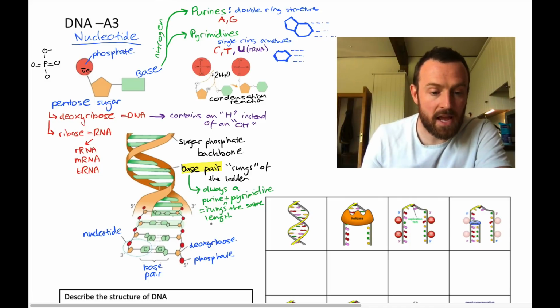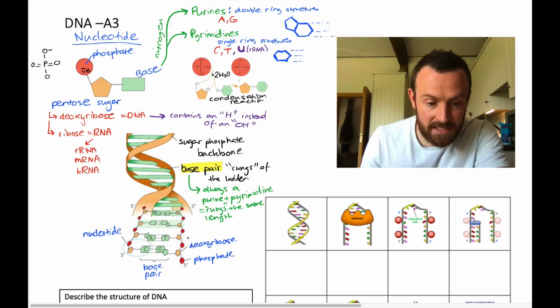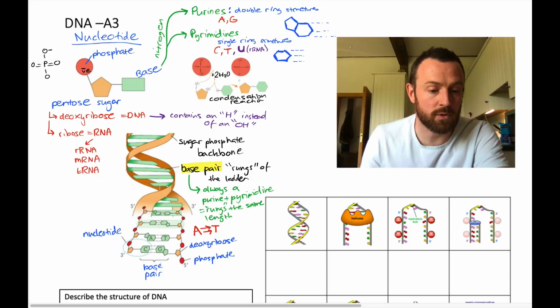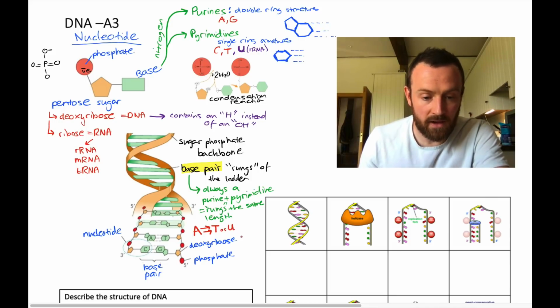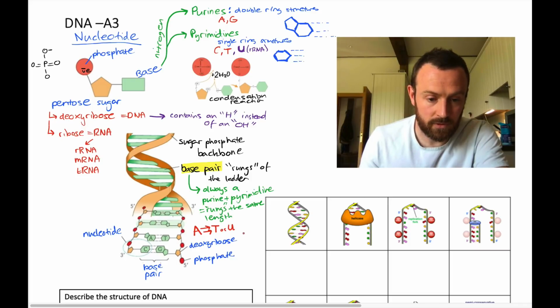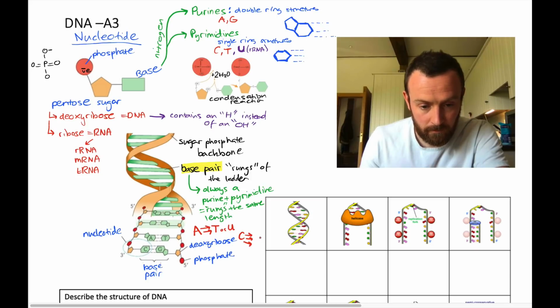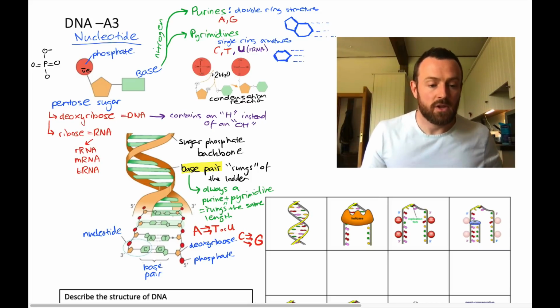So the pairings that we have there are A to T. Here we can see an A to T. Now this is actually a slightly incorrect diagram. So I'm going to put A to T with two little arrows, because there's two hydrogen bonds between A and T. Or it could be U, so A to T or U. And then we have C to G, with three hydrogen bonds between C and G. So this is actually correct.